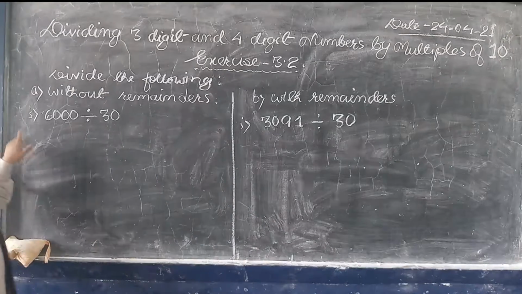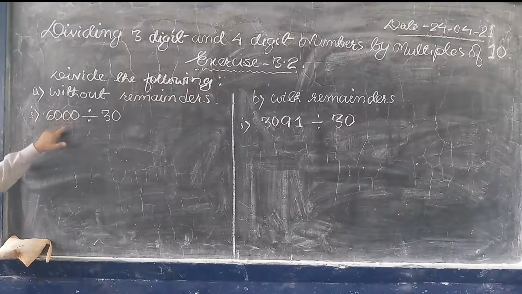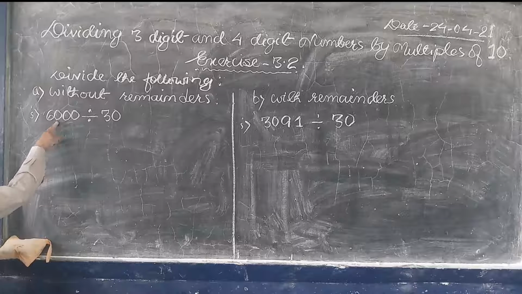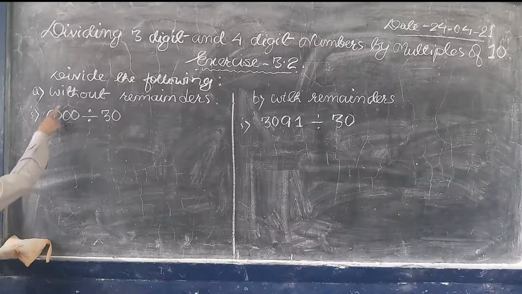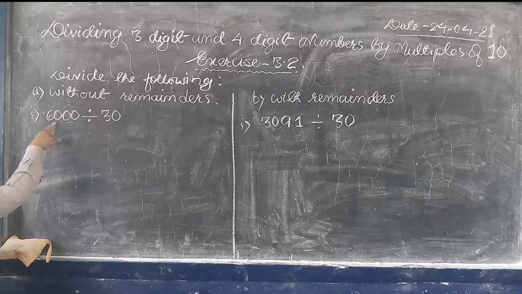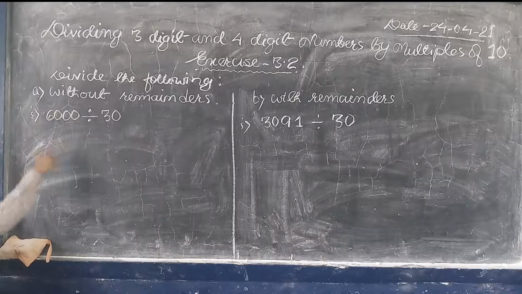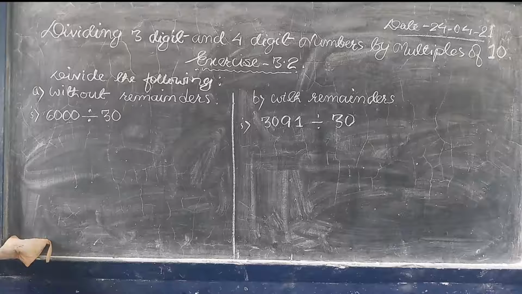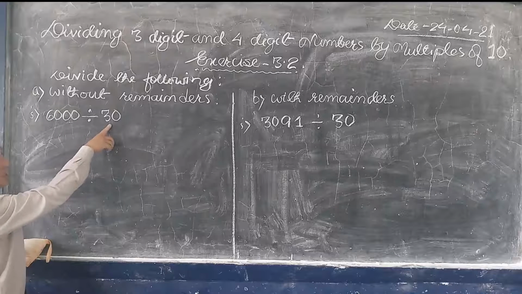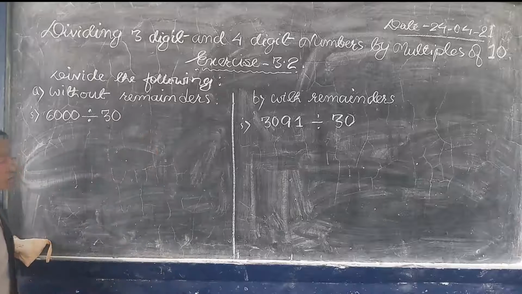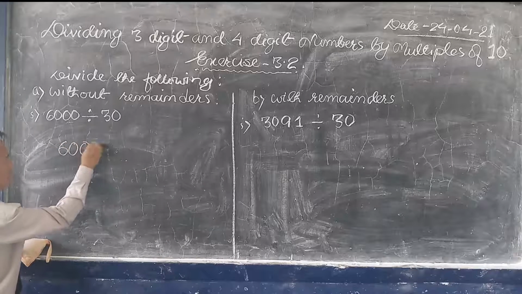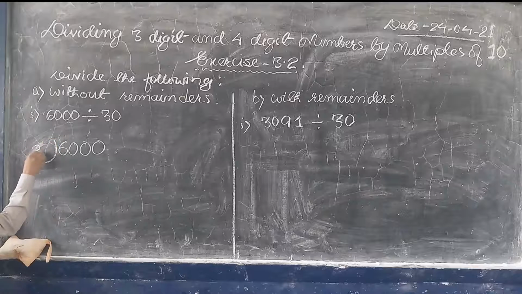As you can see, number 1. I'll write down the place value of this number: ones, tens, hundreds, thousands. This is 6,000. 1, 2, 3, 4. 6,000 is a 4-digit number. It is divided by 30. 30 is a multiple of 10. Now I'll divide this 6,000 by 30.